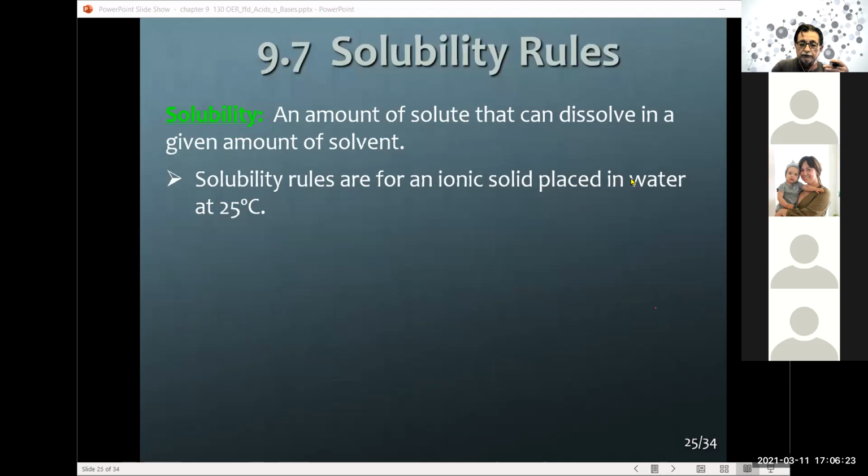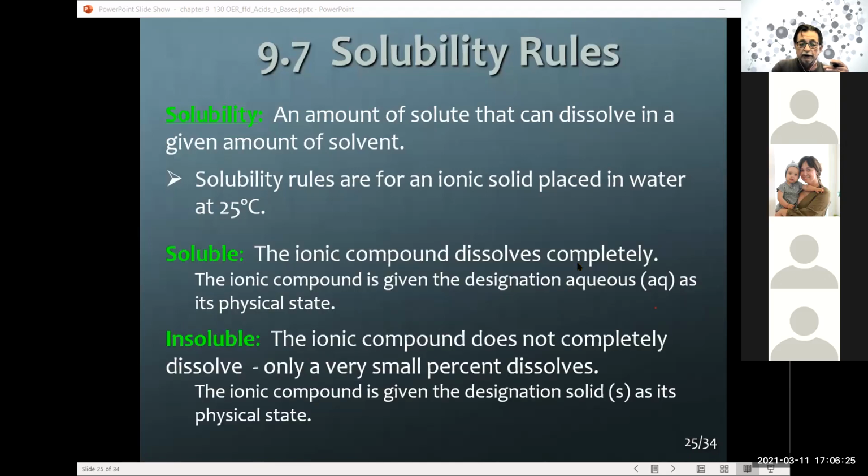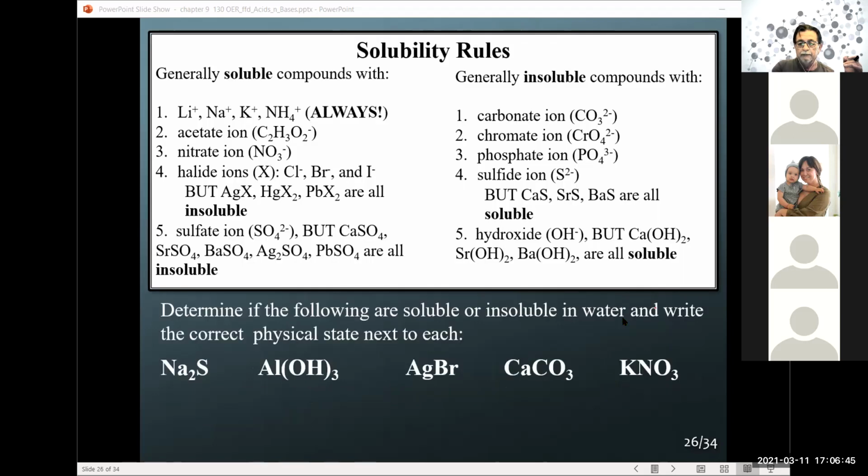An ionic compound that does not completely dissolve is classified as insoluble. Only a small percentage of it dissolves. Nevertheless, because it is insoluble, it is a solid in a water solution. Does that make sense? So that's the case for silver bromide. That's the case for aluminum hydroxide.